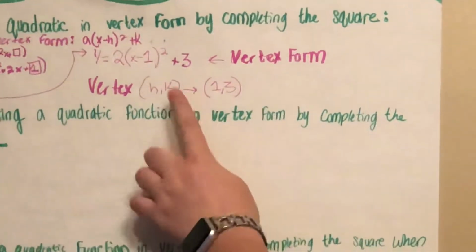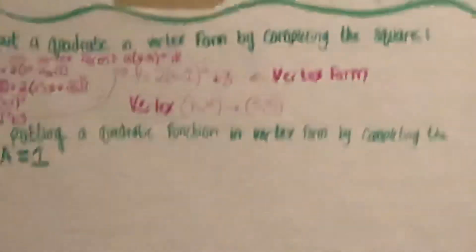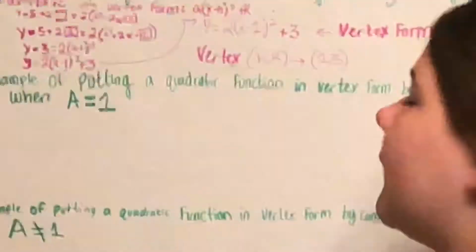So now we know our vertex is (1, 3). And that is how we find the vertex by putting the equation into vertex form by completing the square.